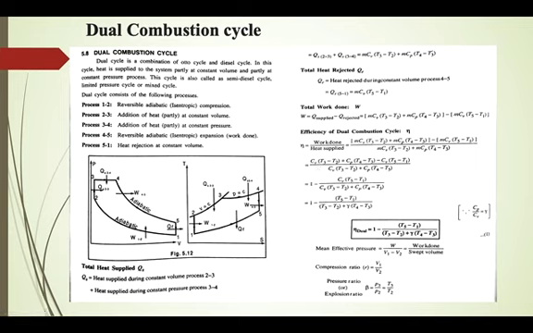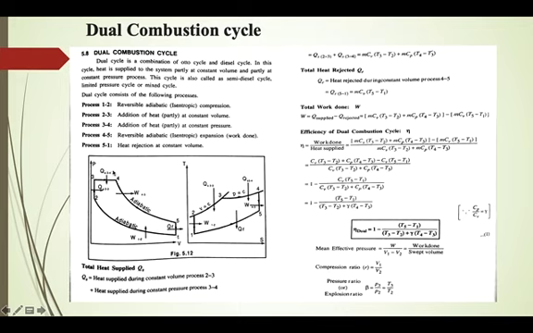Now next is the dual combustion cycle. The dual combustion cycle actually has two modes of combustion. See in this PV diagram we have process 1 to 2, which is reversible adiabatic compression. 2 to 3 is constant volume heat addition, 3 to 4 is constant pressure heat addition, 4 to 5 is reversible adiabatic expansion, and 5 to 1 is constant volume heat rejection.